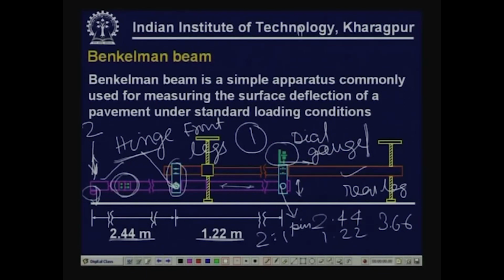So, what we basically have here is 3 supporting legs, 1 supporting frame which supports the beam about this hinge point, and the beam will rotate about this hinge. As the pavement goes up and down at the probe point, the corresponding end point will also move accordingly, which can be recorded using the dial gauge.